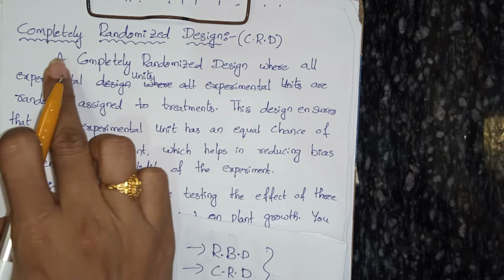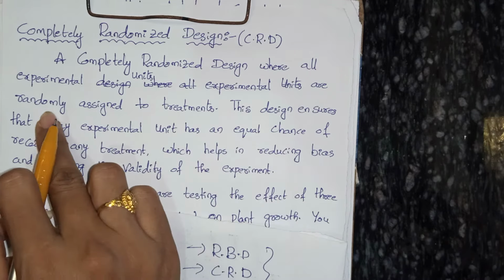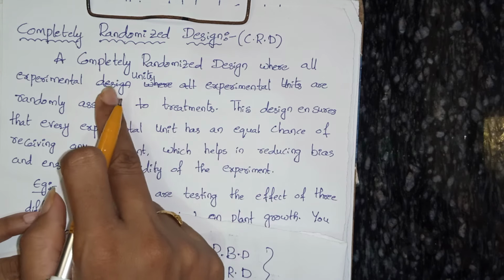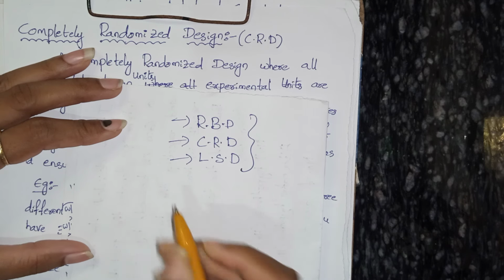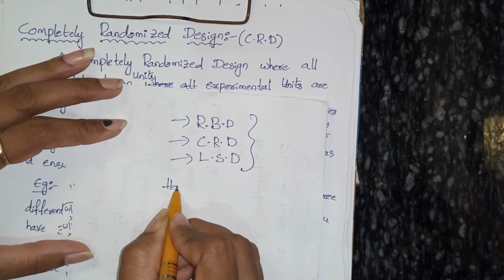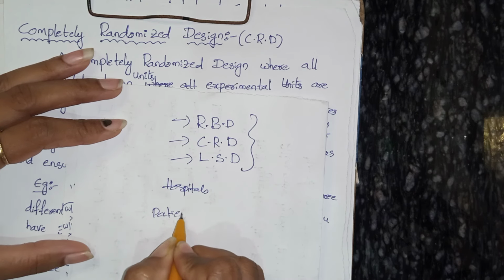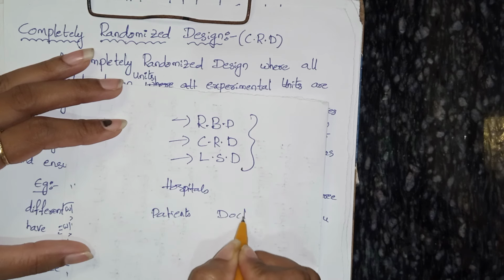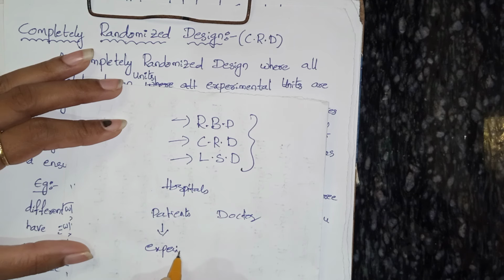Completely randomized design is a design where all experimental units are randomly assigned to treatments. So what are experimental units, and what are treatments? I'll give one example. There is a hospital. In a hospital, mostly there are patients and a doctor. Here the patients are called experimental units, and the doctor is called a treatment. That means he may have some treatments.